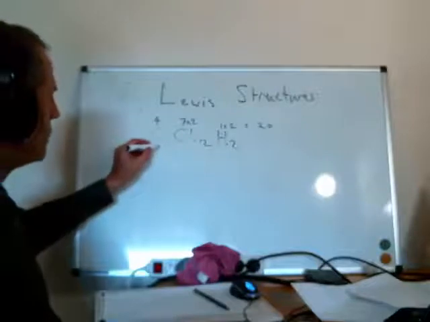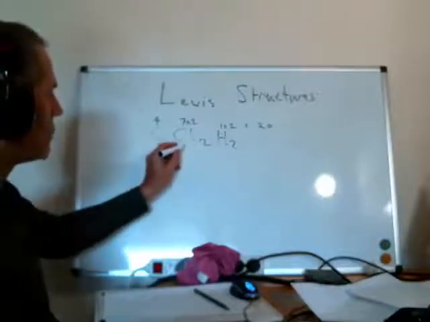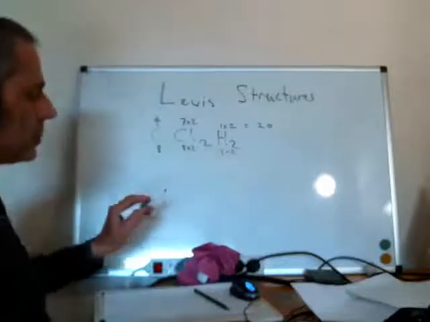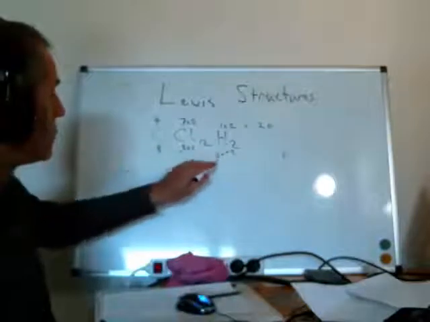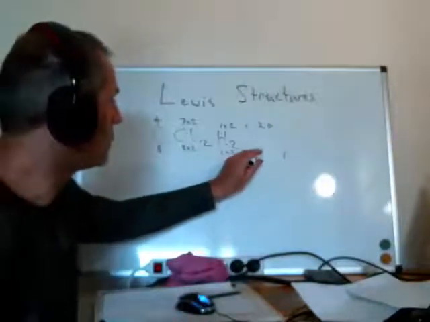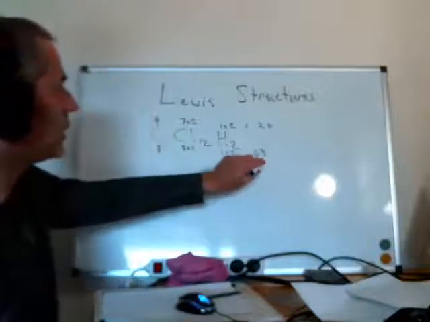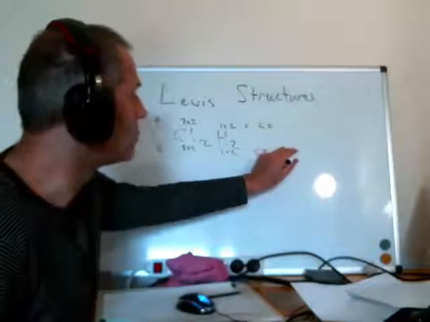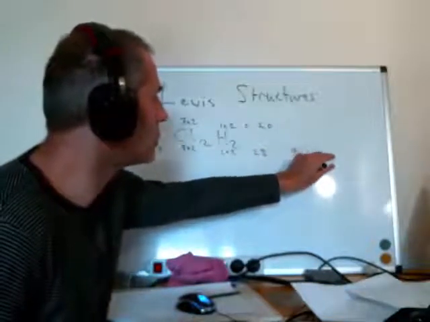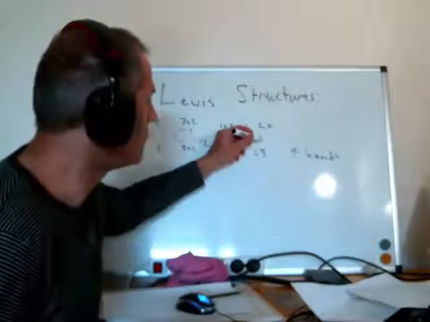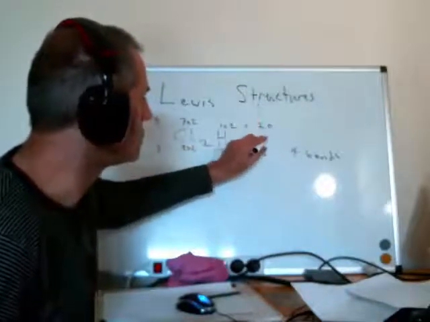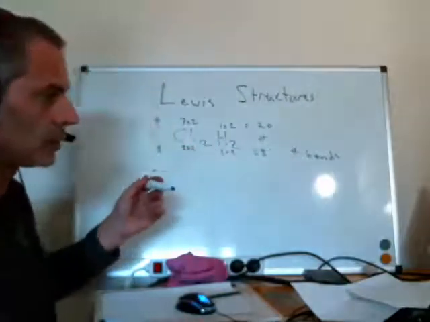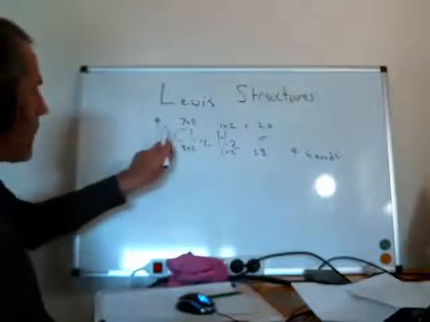Then how many do we need to fill it up? We would need 8 to fill this up. We would need 8 times 2 to fill this up. And we would need 2 times 2 to fill this one up. So that gives us 24 and 4, that's 28. And 28 minus 20 gives us 8 electrons, divided by 2 gives us 4 bonds. 8 electrons difference here, which gives us 4 bonds, because we need 2 electrons per bond.